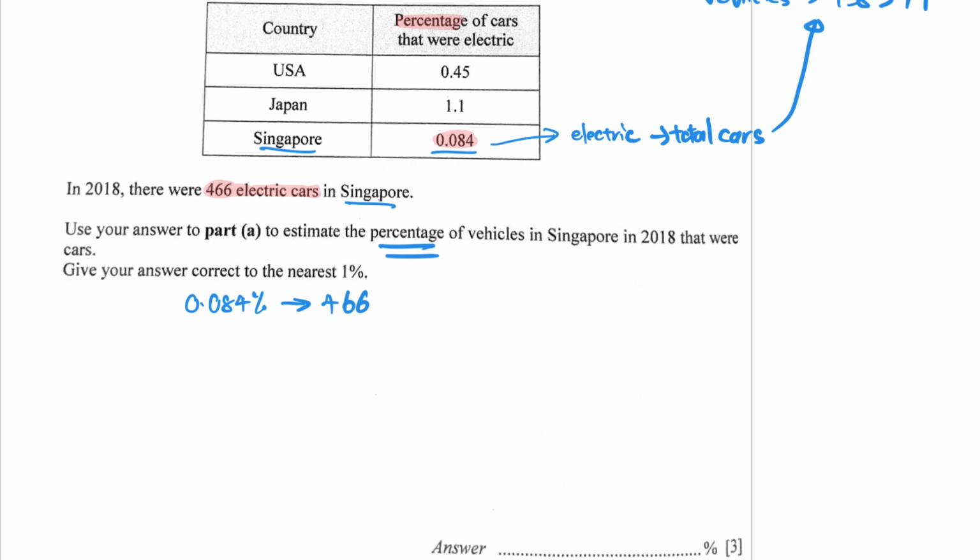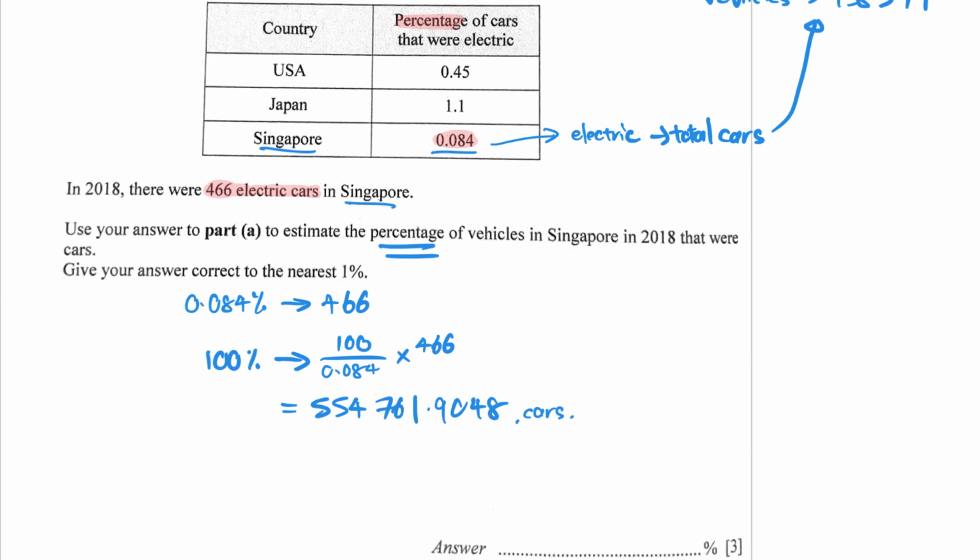So let's first find the total number of cars. So if I wanted 100%, I'm going to do it by a shortcut. Basically, it's 100 over 0.084 multiplied to 466. So that gives us approximately 554,761 with a lot of decimal places behind. I'll just stop here. So this is the number of cars. We need to find it as a percentage of the number of vehicles.